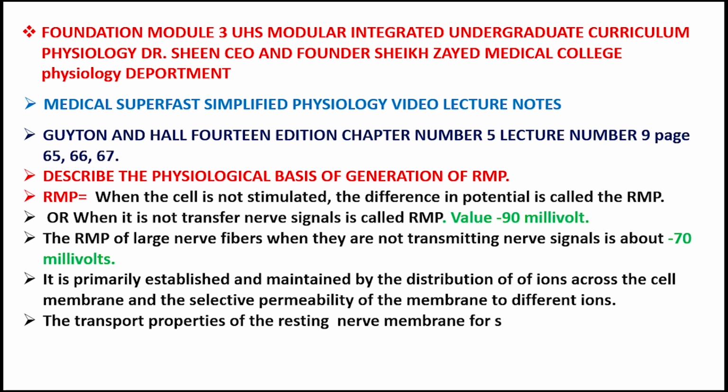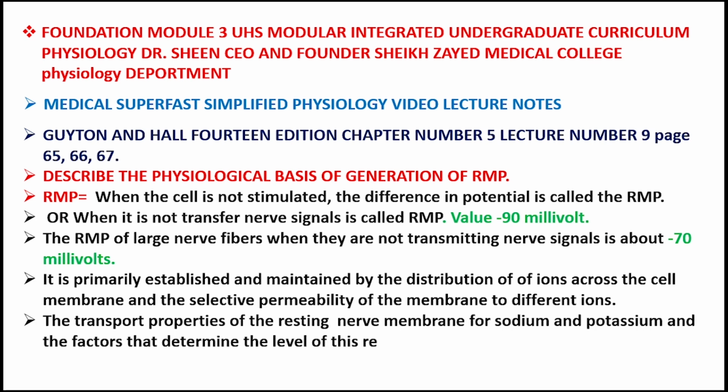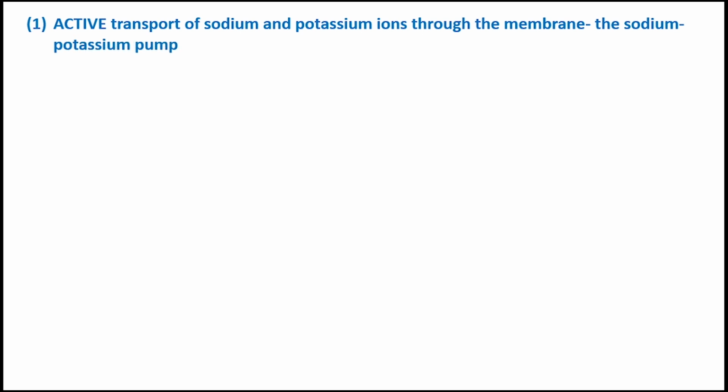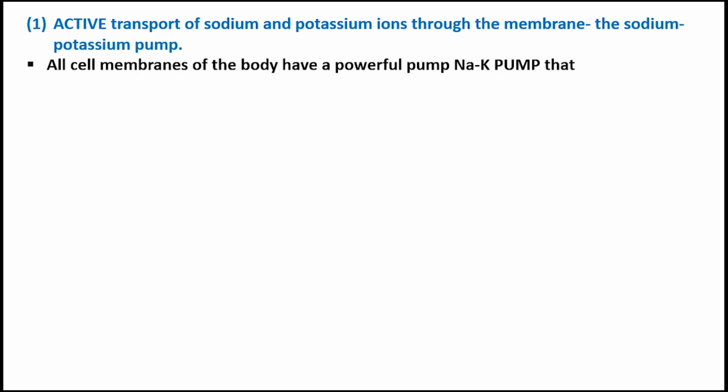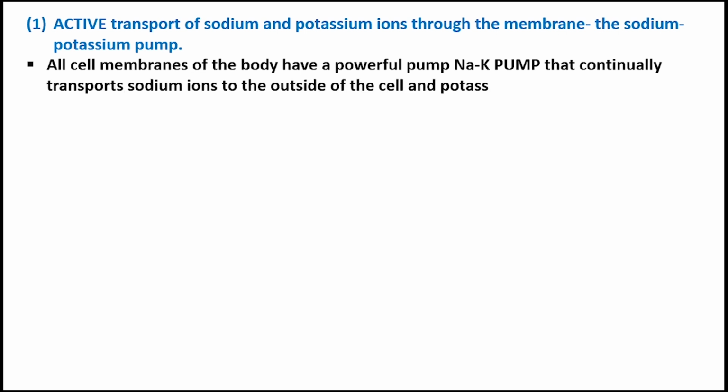The transport properties of the resting nerve membrane for sodium and potassium, and the factors that determine the level of this resting potential, are explained. Active transport of sodium and potassium ions through the membrane: the sodium-potassium pump. All cell membranes of the body have a powerful pump that continually transports sodium ions to the outside of the cell and potassium ions to the inside.